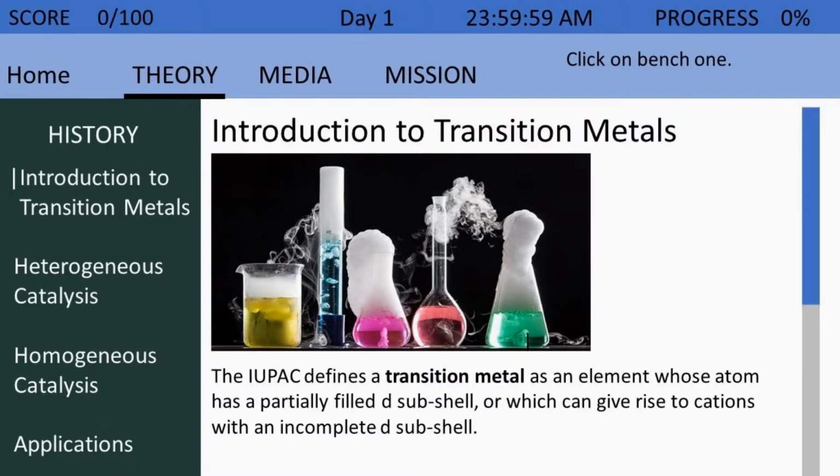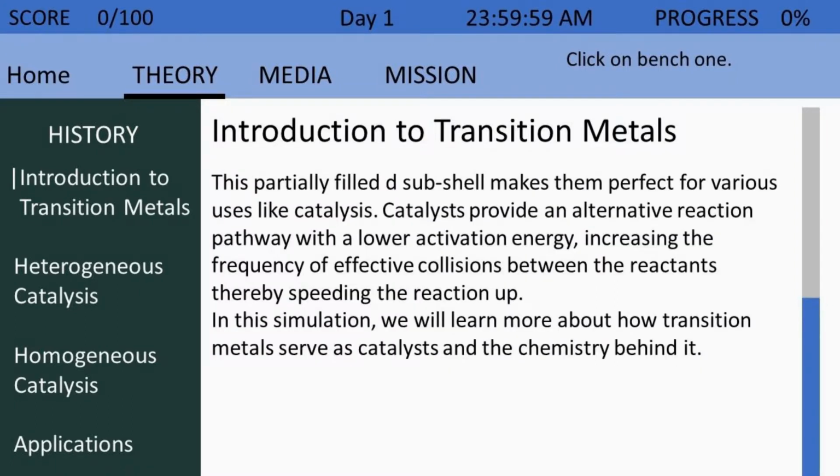Today we're going to learn more about transition metals. The IUPAC defines a transition metal as an element whose atom has a partially filled d subshell, or which can give rise to cations with an incomplete d subshell. This partially filled d subshell makes them perfect for various uses like catalysis.